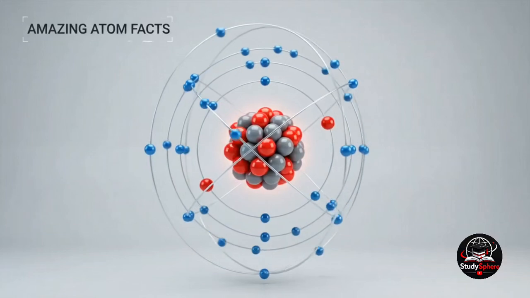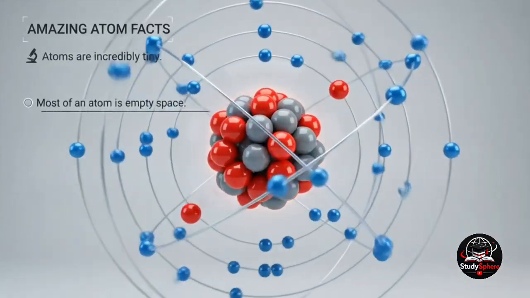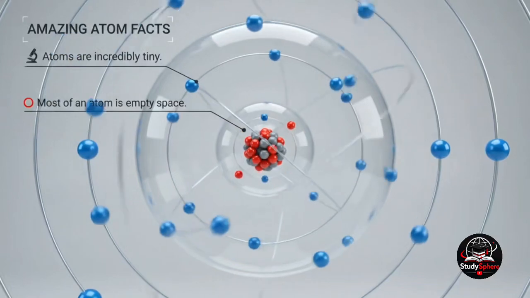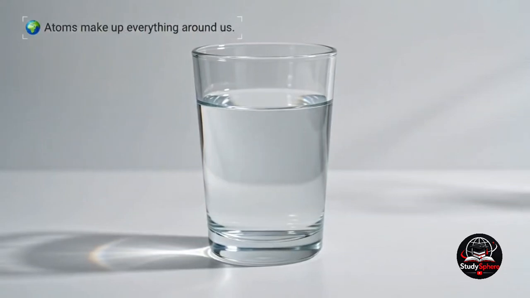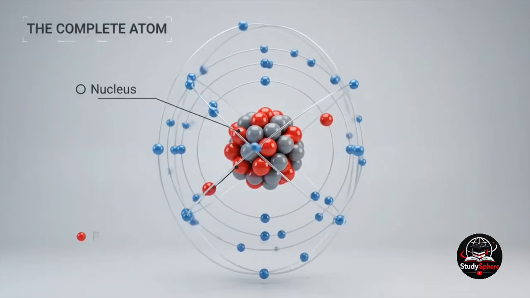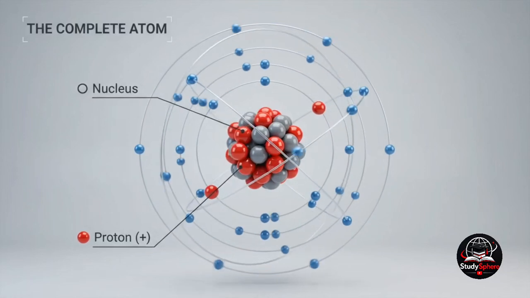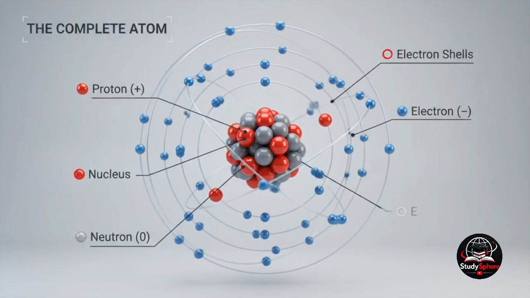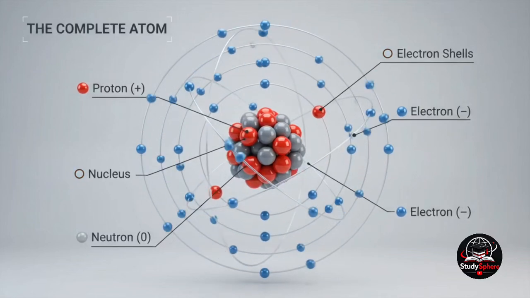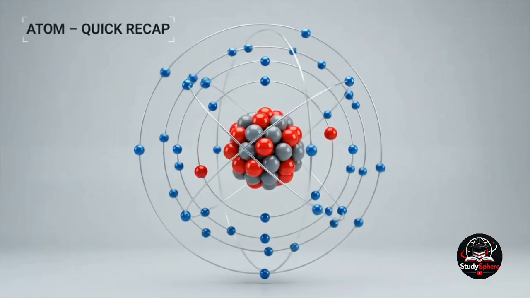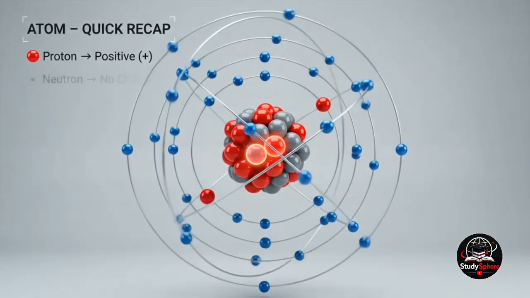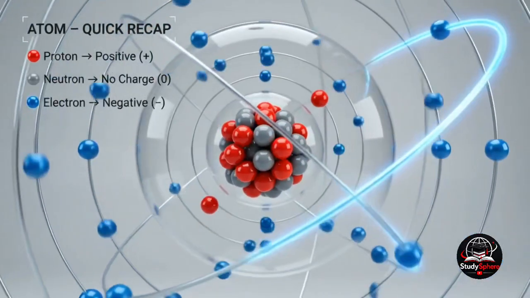Atoms are incredibly tiny, far too small to see with our eyes. Most of an atom is empty space, while almost all of its mass is concentrated in the nucleus. Let's put everything together. An atom has a central nucleus containing protons and neutrons, while electrons occupy regions around the nucleus.